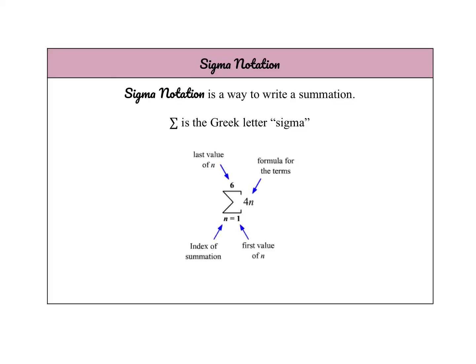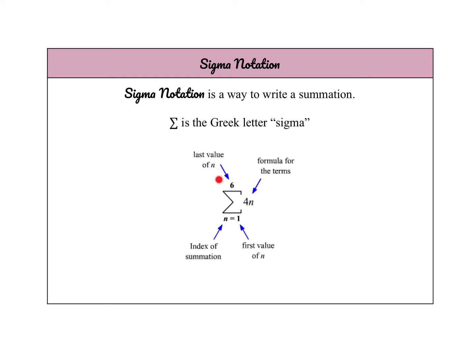All right, the last thing we're going to talk about has to do with our sums. It's just a different notation, a different way to show that we're finding a sum, and this is called sigma notation. So again, it's just a way to write a summation. This letter is called sigma. It's a Greek letter, and we always use it to show a summation.